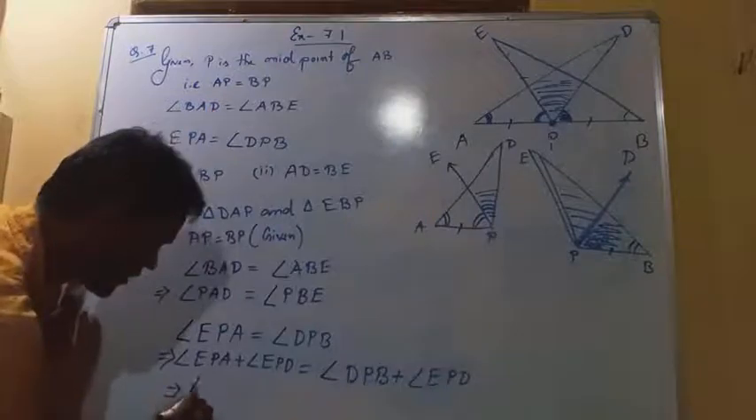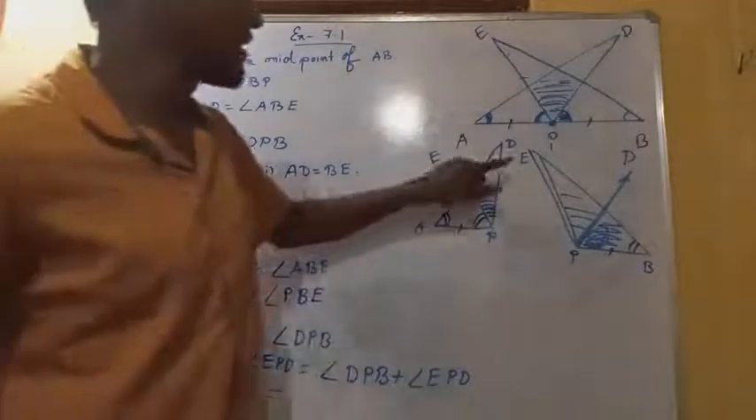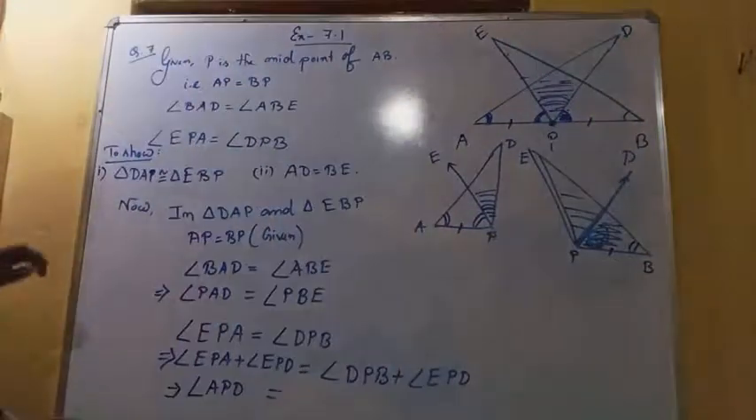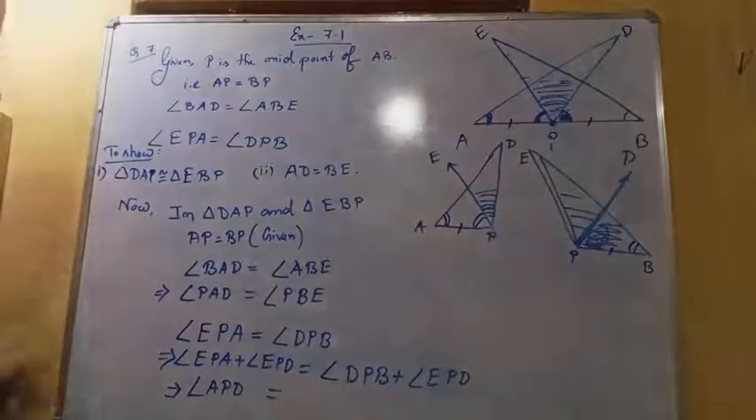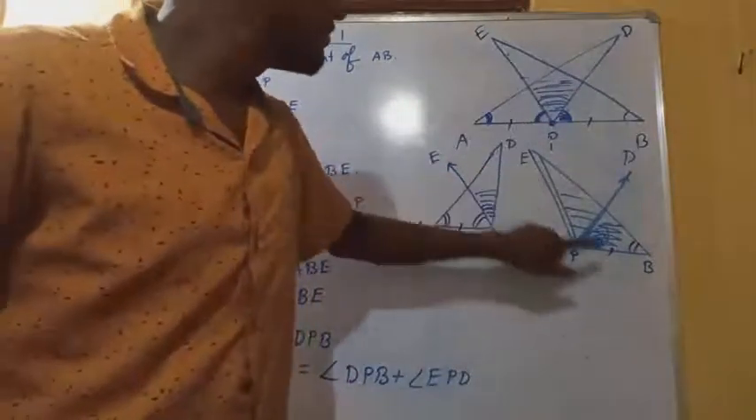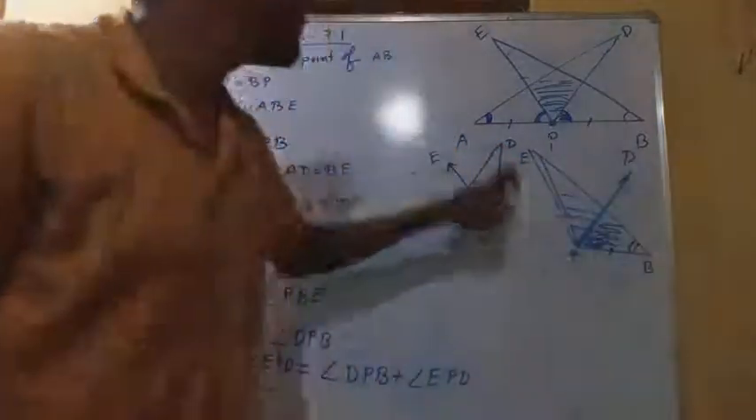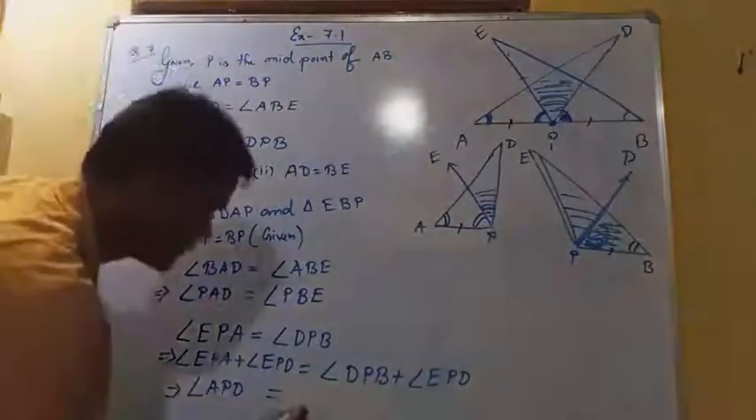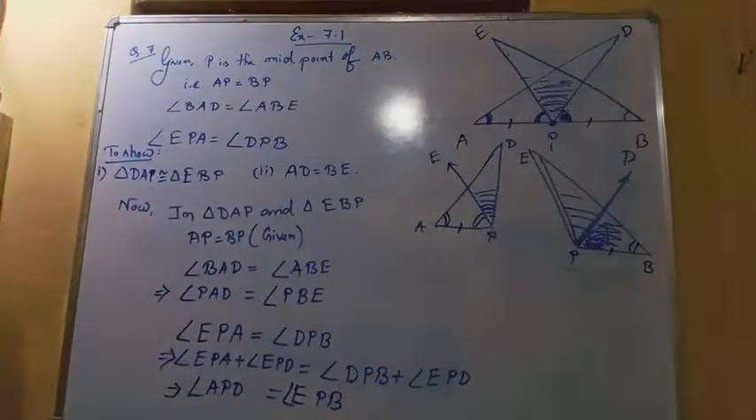So here I should write EPD. EPD is equal to, here I can write EPB. So in this case I can write EPB. Okay, so DPB plus EPD. Look here, DPB plus EPD means I can write EPB. So write angle EPB. After adding equals on both sides, I got EPB.